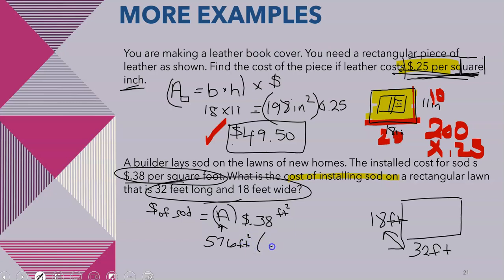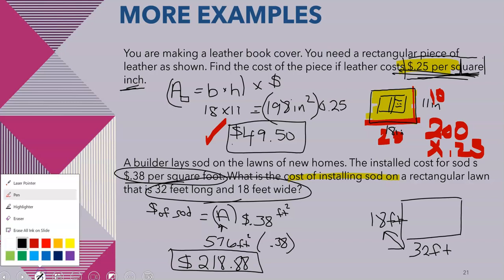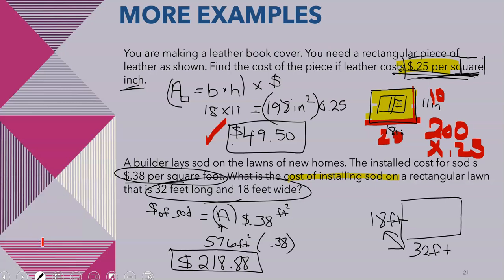Multiply that by the cost per square foot, which is 38 cents. And we get a total cost of $218.88. That's what we got once we followed through with our plan. So let's check our answer to make sure it makes sense. Once again, I'm going to rely on estimation in order to see if this answer makes sense. I have an 18 by 32.